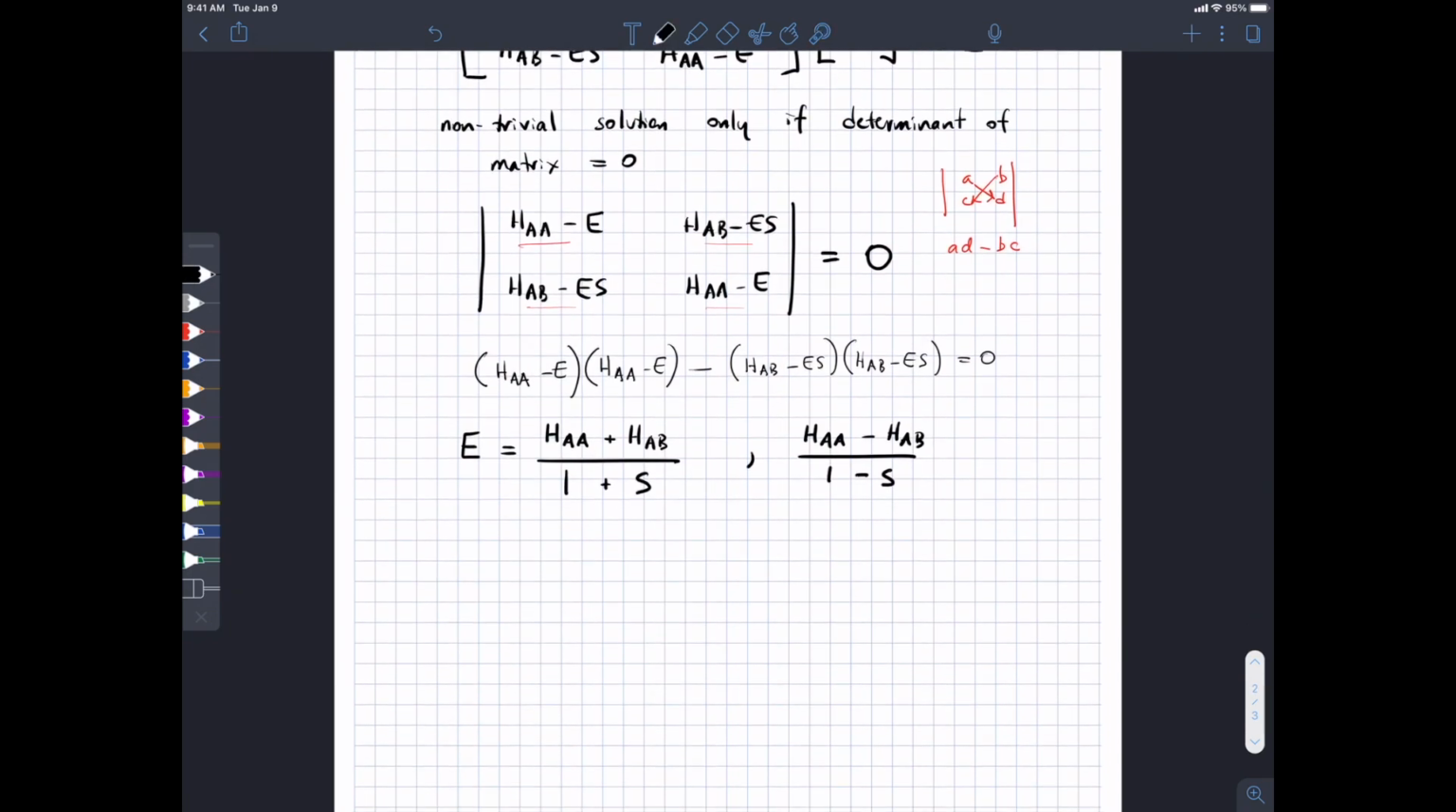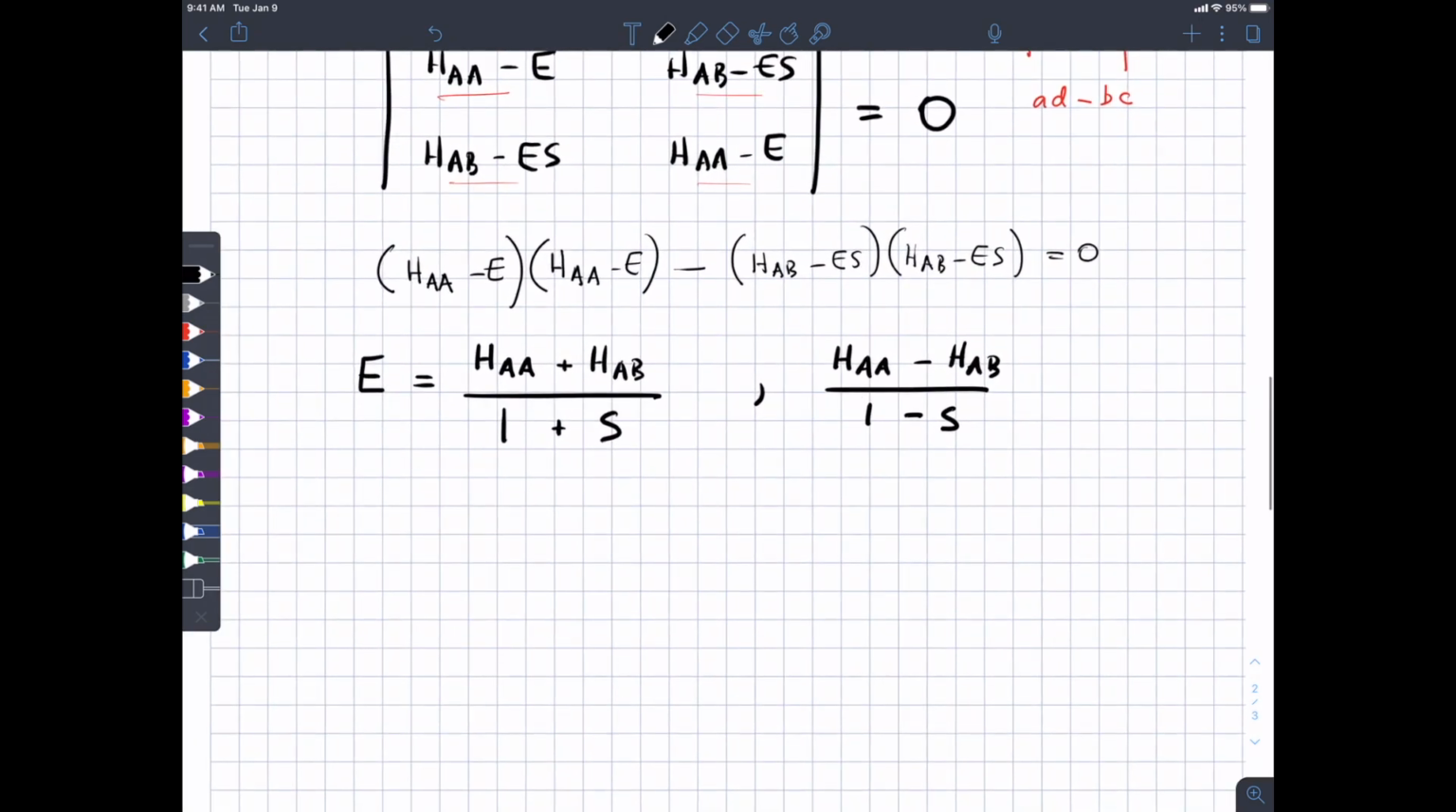Let's talk briefly about these two energy values that we get that allow for real and non-trivial solutions for those coefficients, Ca and Cb, from our wave function. I told you that HAA and HAB are negative numbers. So which of these numbers has a lower, more favorable, more negative value?